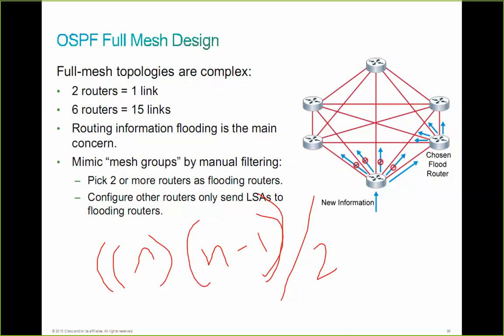We can simulate that process, and we simulate that process by using manual database filtering configurations. All right. So say, for example, we pick a subset of 2 or more routers in a mesh network that are going to flood the LSAs to all the other routers. We configure all the other routers to filter out their LSA advertisements for all but the subset of routers that we've decided to act as the, it's almost like doing a DR, BDR type of election, but we're doing it manually, if that makes sense.